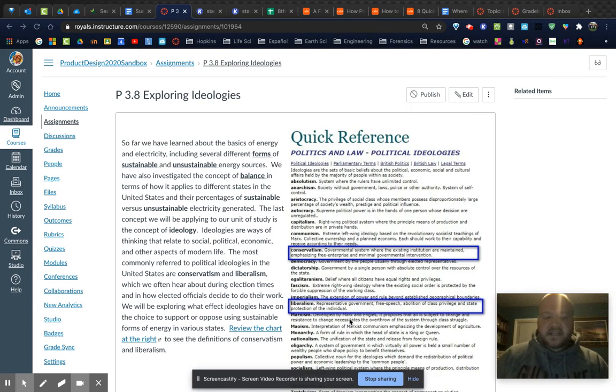So, with these ideas, what we want to do now is read an article about the state we're choosing for sustainable energy and determine whether that article has a conservative slant or a liberal slant in terms of how it relates to sustainable energy. So, I have two examples for you here. I'm going to read the first one.